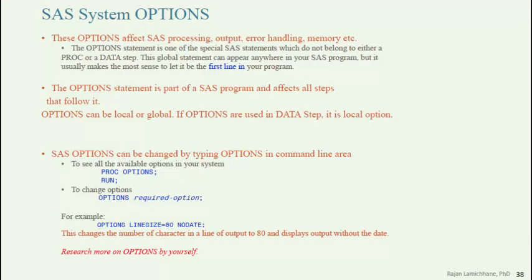SAS options can be local or global. Local means it only lasts within that data step process, and global means it lasts for the entire SAS session. And you can change the options for how it shows the display output. You can change the line size, how many characters will be in one line. You can change many other options. Please do more research on the options, and we'll come back later to use some local options also.